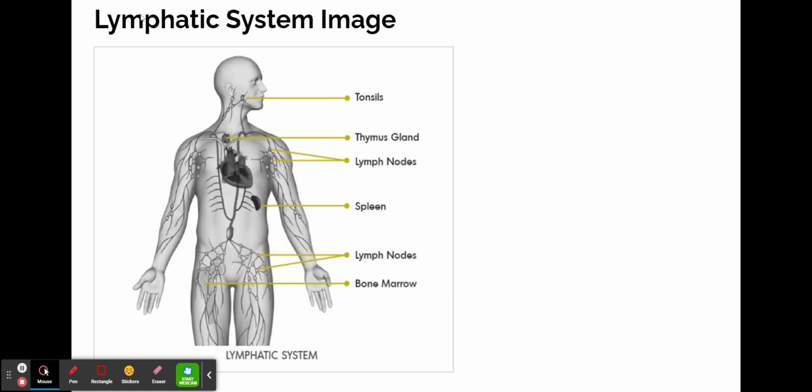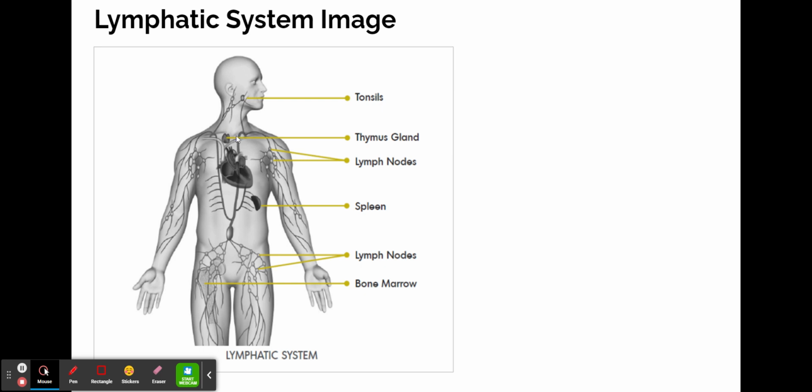Next, we have a similar system, the lymphatic system, and this system is responsible for your white blood cells and basically fighting off infection. The lymphatic system is a network of vessels, organs, and tissues that work together to help maintain fluid balance, remove waste products, and fight against infections. It includes lymphatic vessels, lymph nodes, and lymphatic organs like your spleen and thymus. They're found scattered throughout the body, as you can see in this diagram.